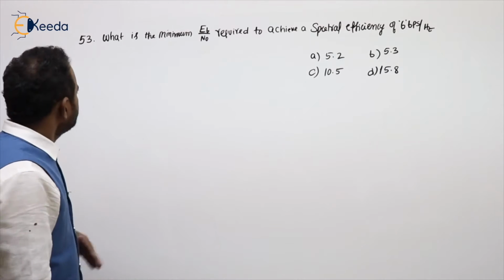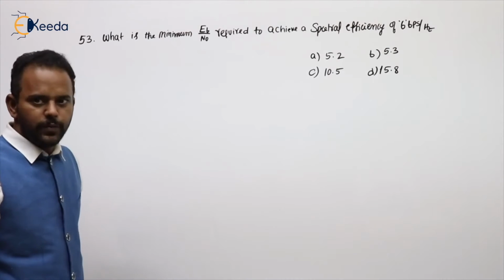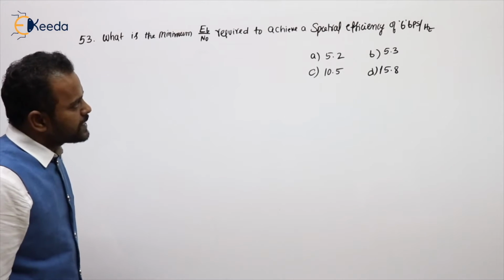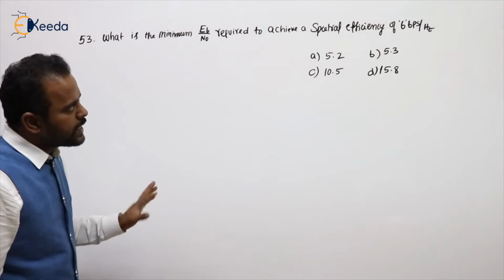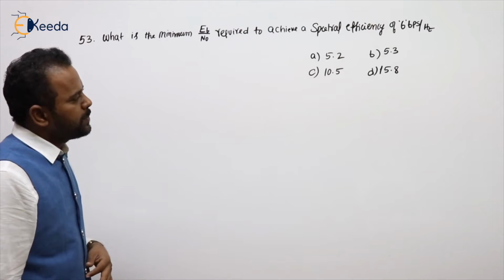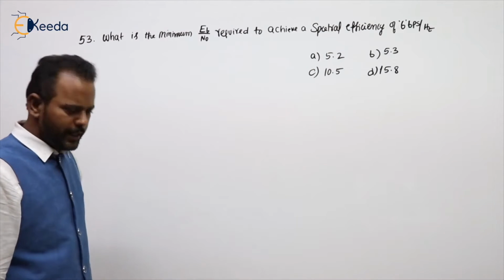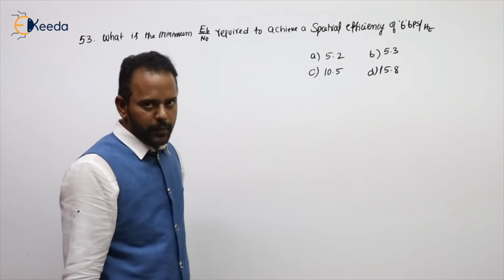See the next problem. What is the minimum Eb/N0 required to achieve a spectral efficiency of 6 bits per second per Hz? Option A 5.2, option B 5.3, option C 10.5, option D 15.8. One of the excellent problems.